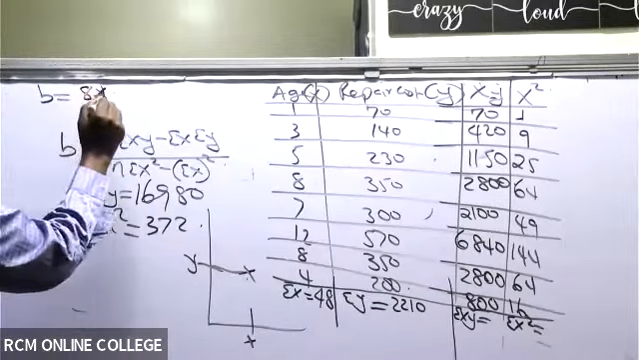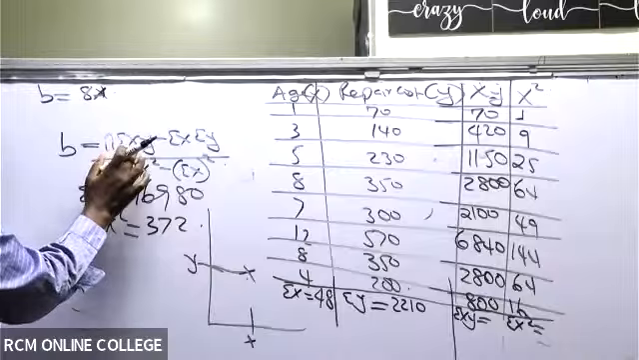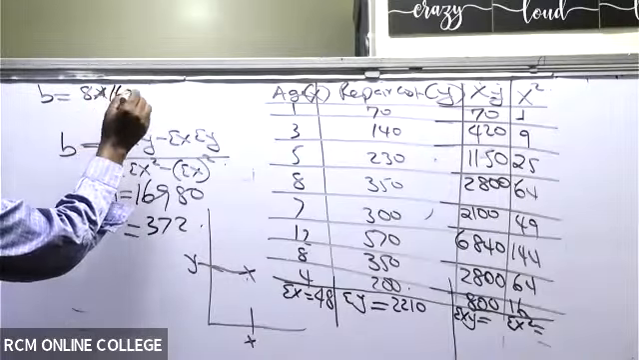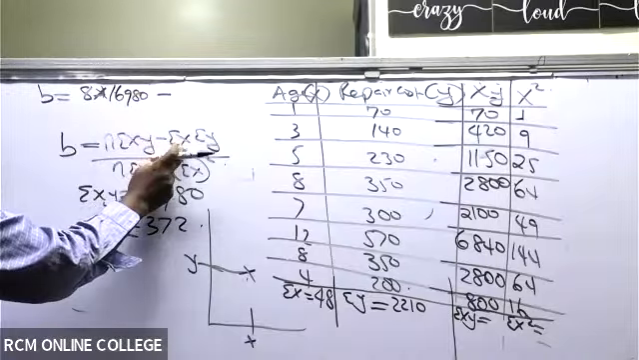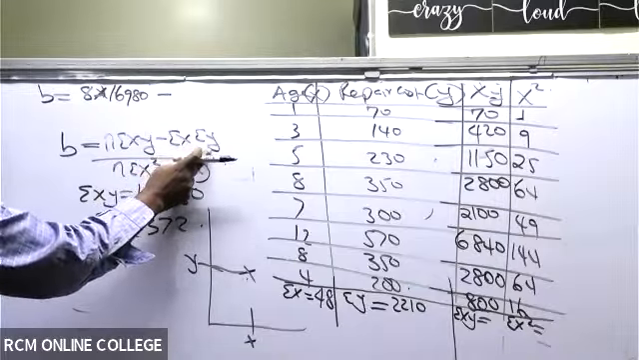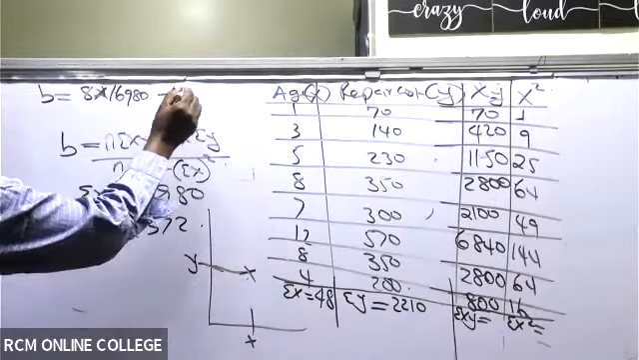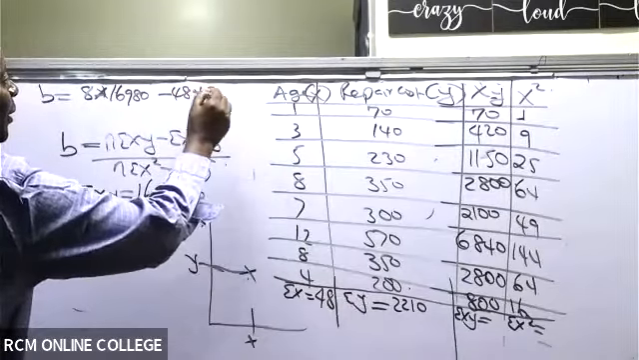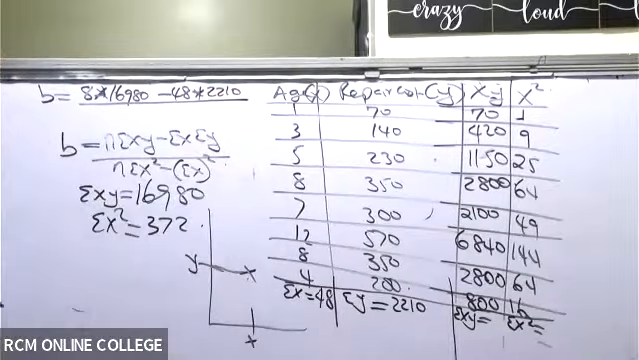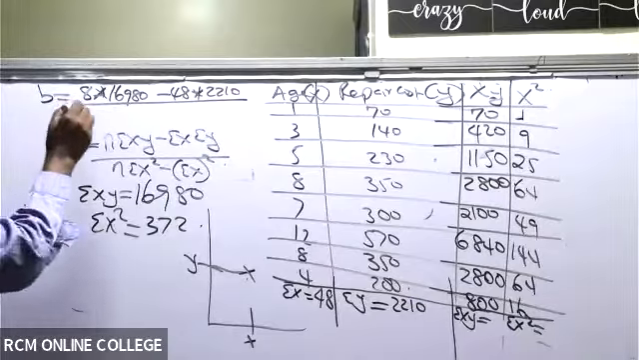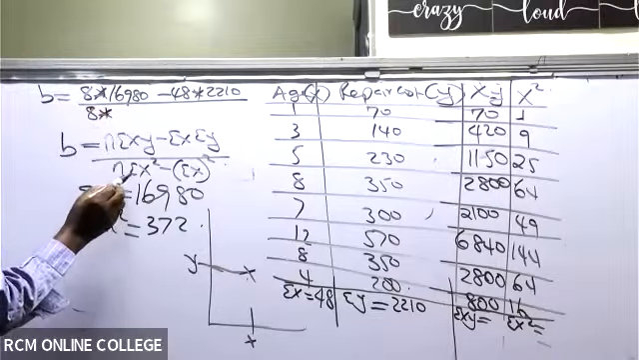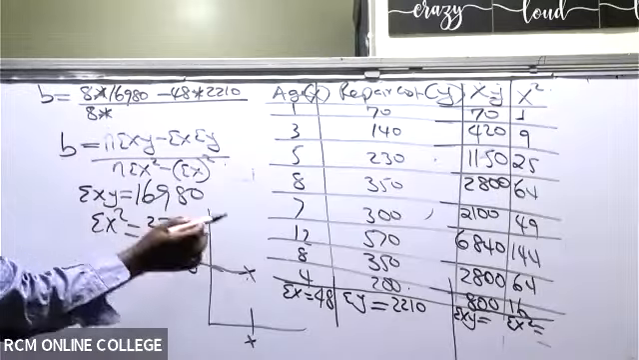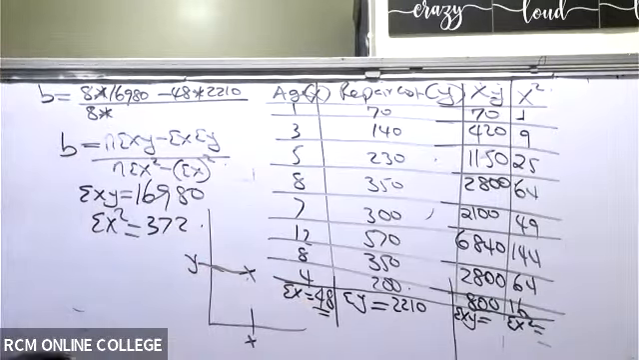So 8 times sum of xy. Sum of xy, we have it here, it is 16,980, minus sum of x, which is 48, times sum of y, which is 2210. All over n again, which is 8, times summation of x squared. Summation of x squared, don't take this x here. Don't take this sum of x squared, no.